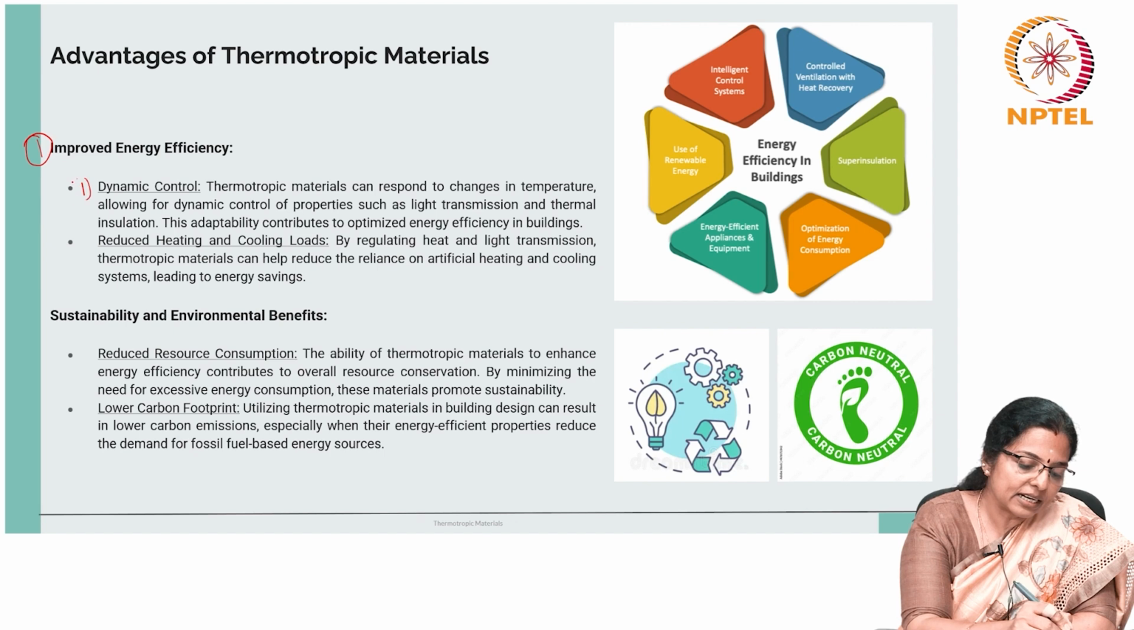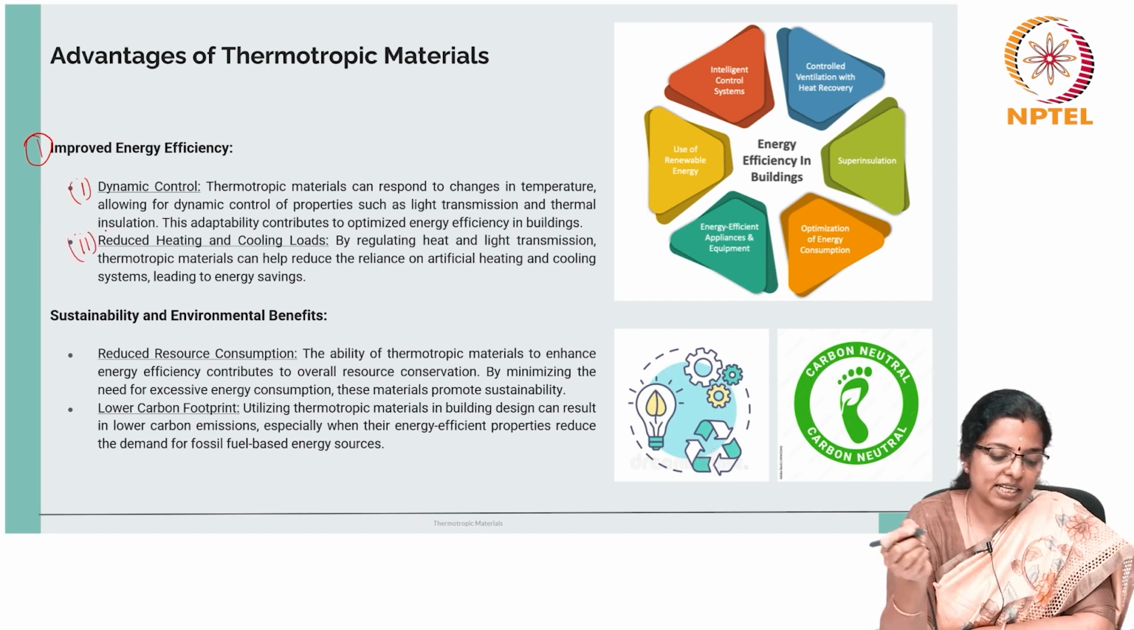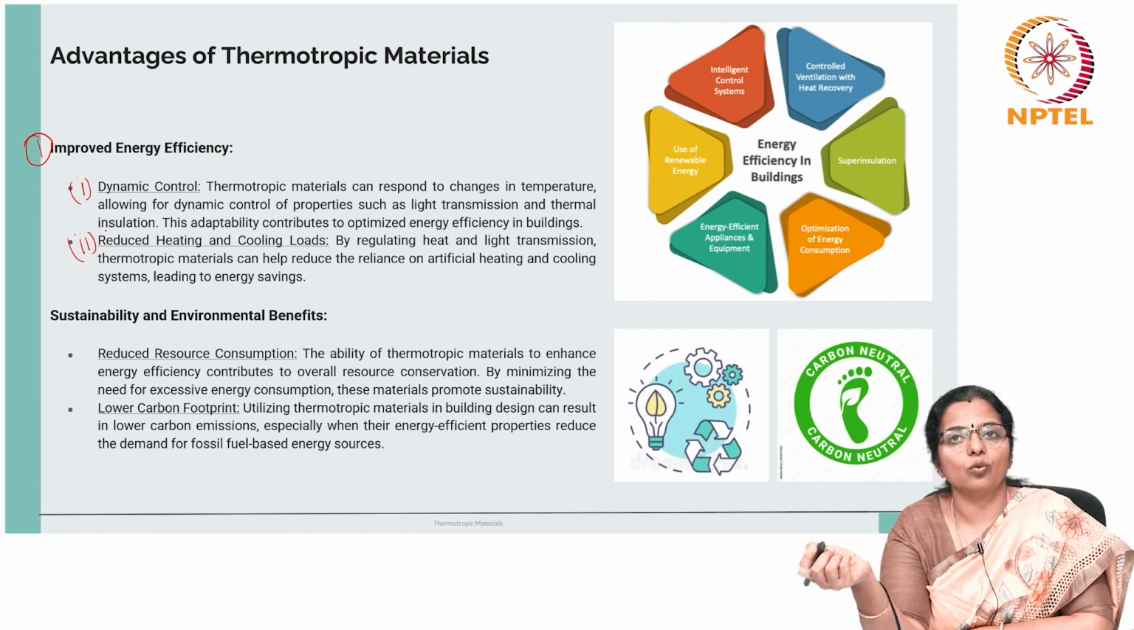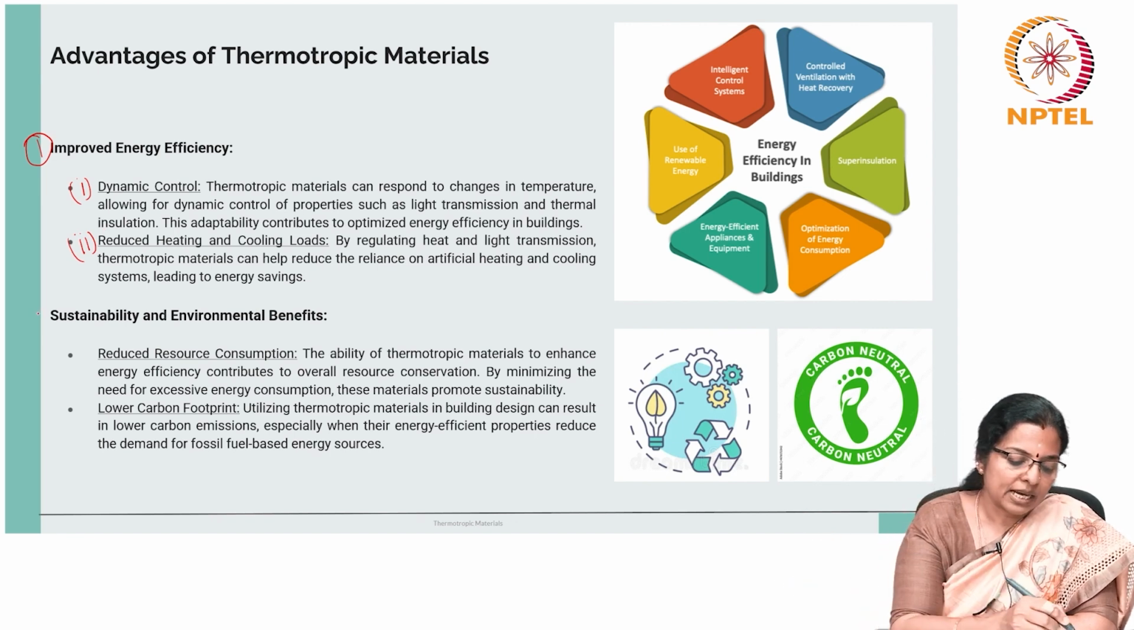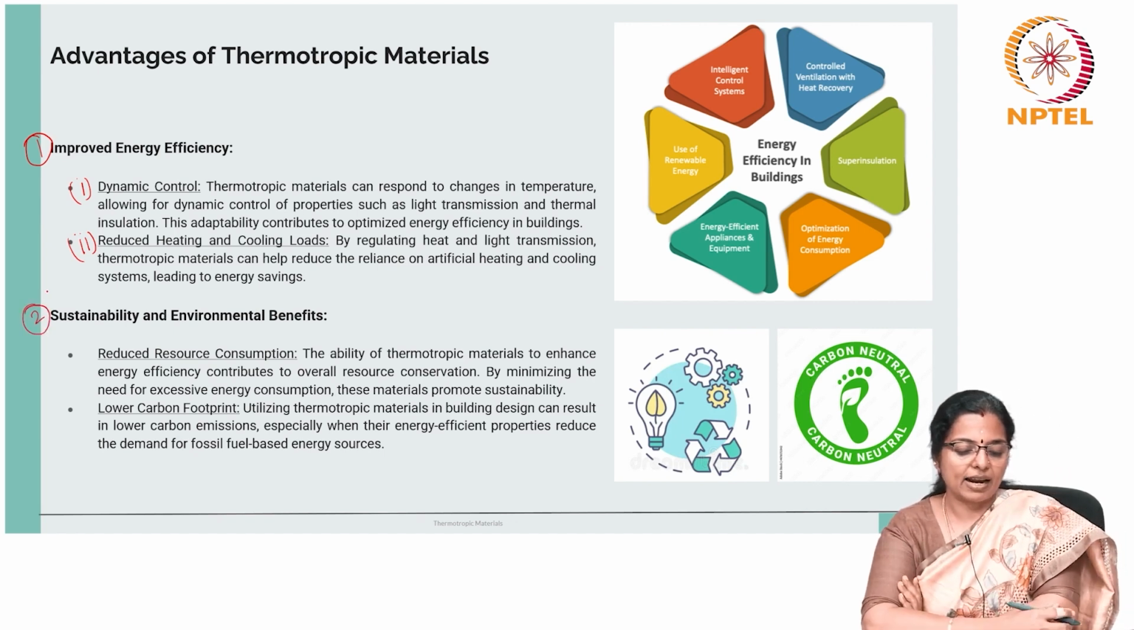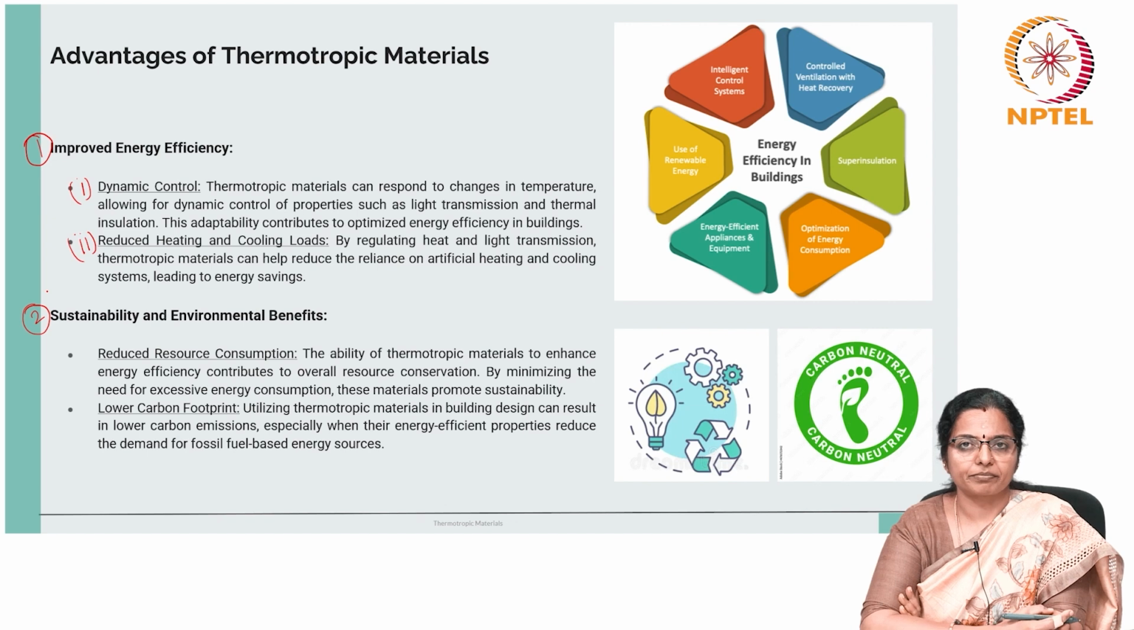Then the second aspect of improved energy efficiency is reduced heating and cooling loads. By regulating heat and light transmission, thermotropic materials can help reduce the reliance on artificial heating and cooling systems, leading to energy savings. The second aspect is sustainability and environmental benefits.